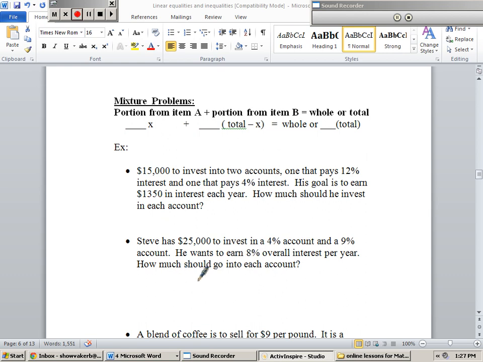equals, in the last problem, we had the total interest. In this case, we do not have the total interest. We must figure it out. I want 8% of the total money. That'll give me my total interest. When I solve it, x will be the 4%, and 25,000 minus the 4% amount will become my 9%.